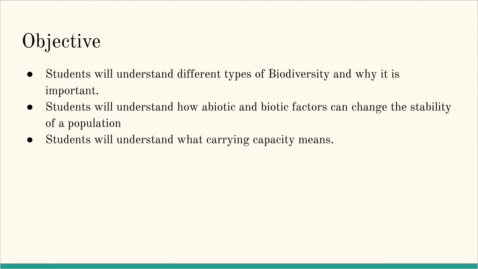So what are the objectives of this lesson? Students should be able to understand the different types of biodiversity and why biodiversity is important. Students will understand how abiotic and biotic factors can change the stability of a population, and students will understand what the meaning of carrying capacity is.